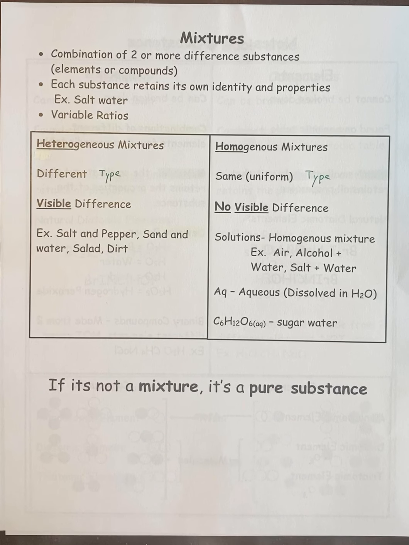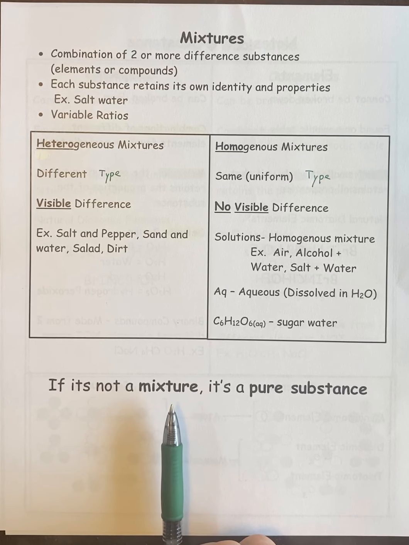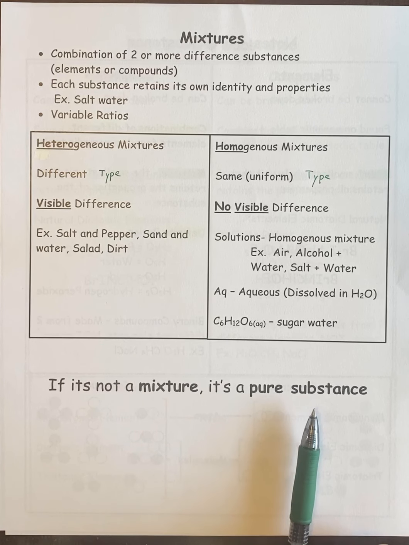Okay, so now a common question a lot of people have, or problem, is determining between a mixture and a pure substance. And it's pretty simple. If you can't name the things that make it a mixture, so if it's not a mixture of A and B, or thing one and thing two, however you want to say it, if it's not a mixture of these two things or more, then it's going to be a pure substance.